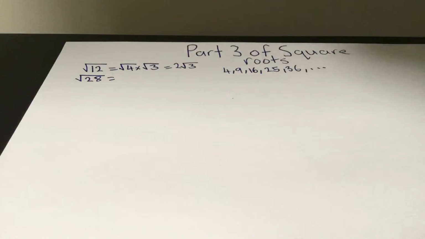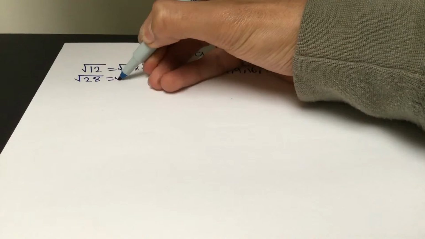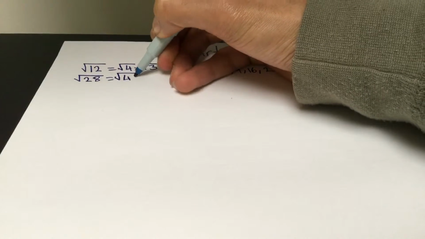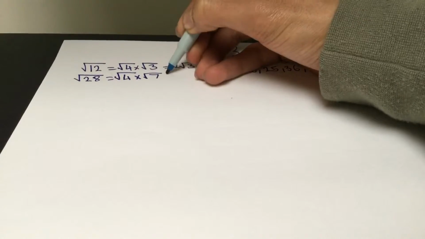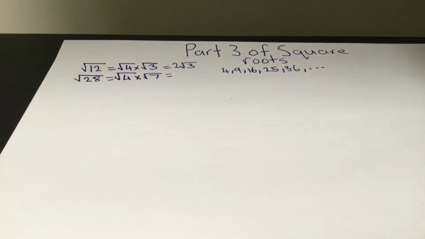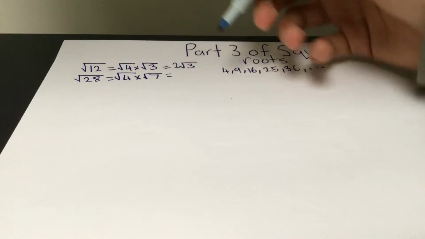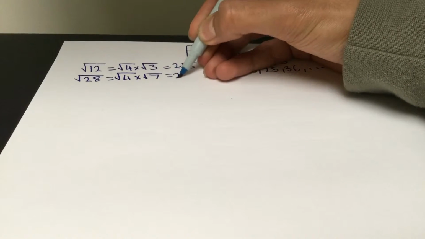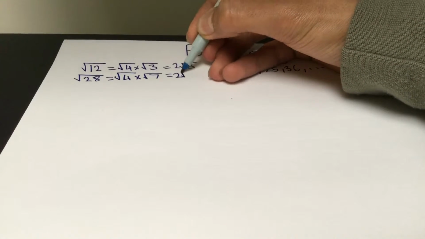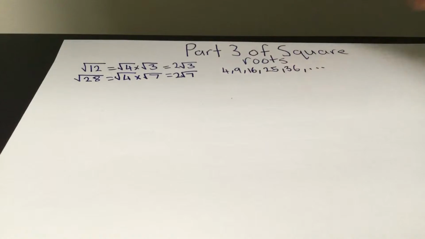Let's move on to square root 28. Same thing, we need to look for a square factor of 28. In order for this to work, we need to take 4. Square root 4 times what's left, which is 7, so square root 7. Then you have to simplify this. Square root 4 will give us 2, and what's left is 2 square root 7.